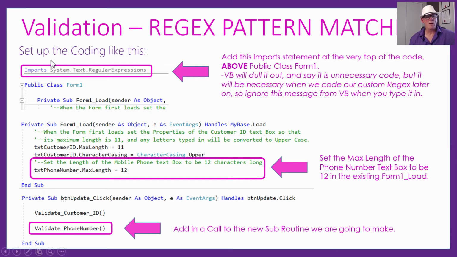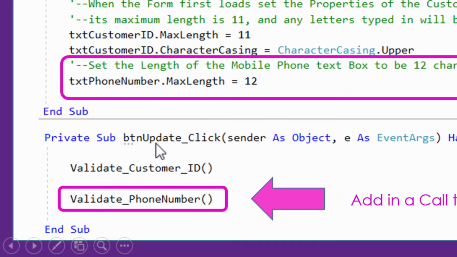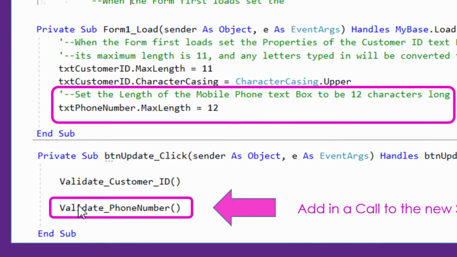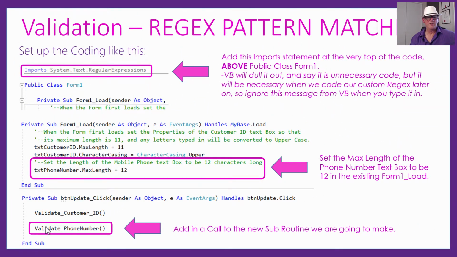And then where we've got our current update button processing, remember we built a separate subroutine to do customer ID, and so we just had the 1 line of code here because we were modularizing. So we're going to do the same thing. We're just going to have 1 line of code here called validate_phone_number double brackets, and we're going to take that and put that underneath as a whole separate subroutine, just to modularize and simplify.